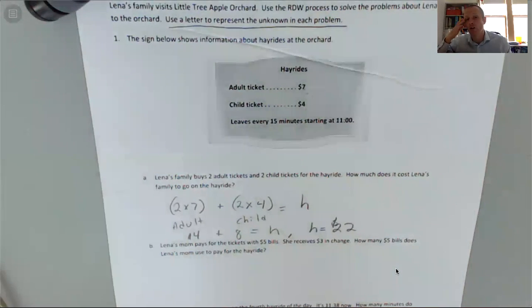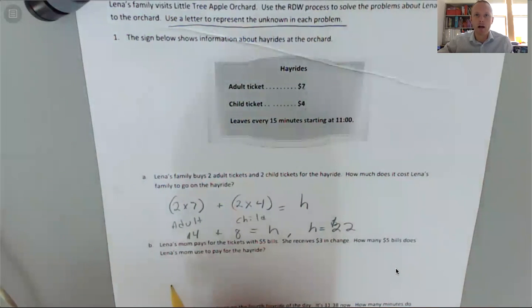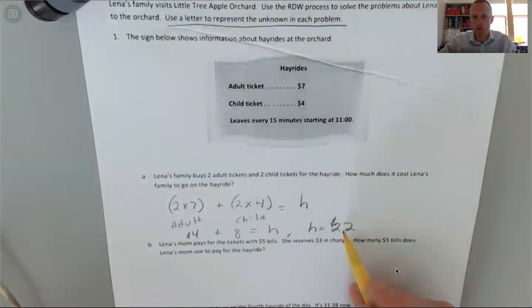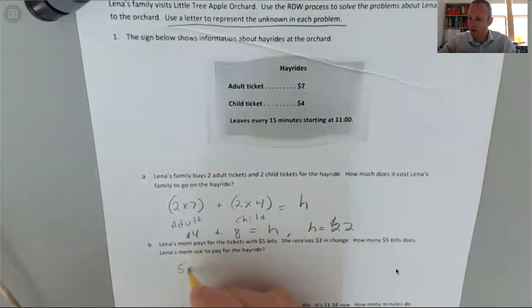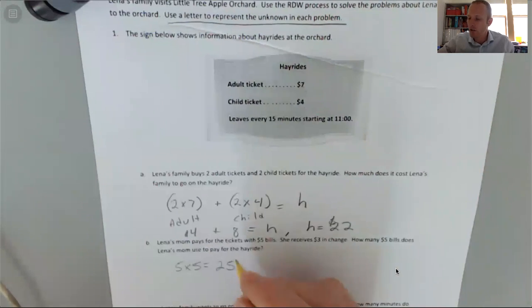There's a bunch of different ways you could go about doing this. But here's the way I would do it. I would start doing my 5s times table. So I'd say, well, obviously she needs more than one $5 bill because that's only $5. 2 times 5 is 10. 3 times 5 is 15. 4 times 5 is 20. So she still doesn't have enough to pay for $22. Well, 5 times 5 is 25. So I'd say 5 times 5 equals 25. That's a good place to start.